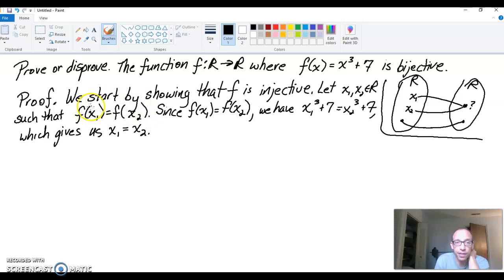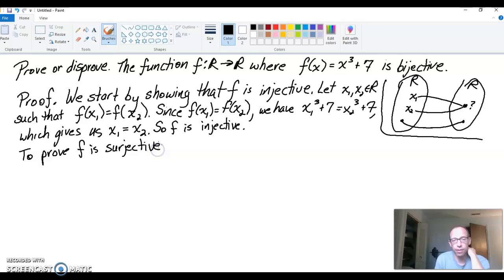So we've shown that if this situation ever arises where two numbers are mapping to the same number, then they have to be the same number to start off with. So f is injective. And we go over here to prove f is surjective. Now I could just say onto here also. I'm just matching the fact that I said injective, so I'm saying surjective, but onto would be fine.